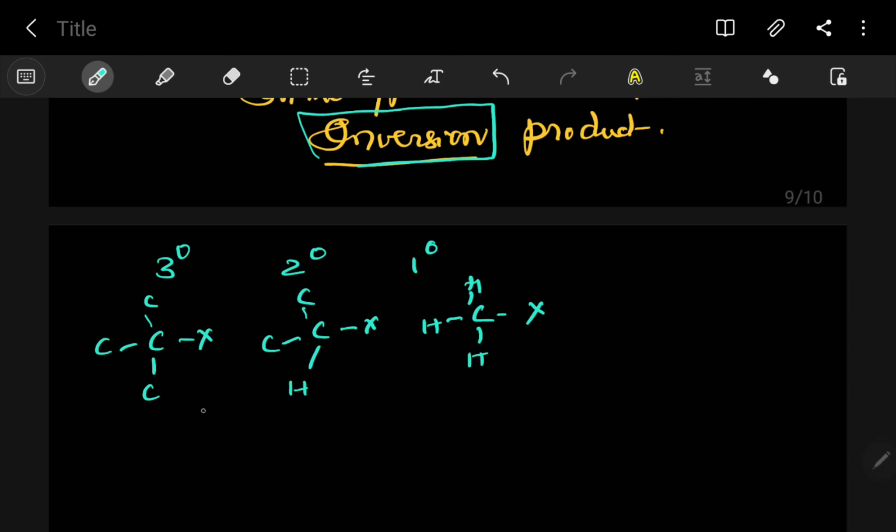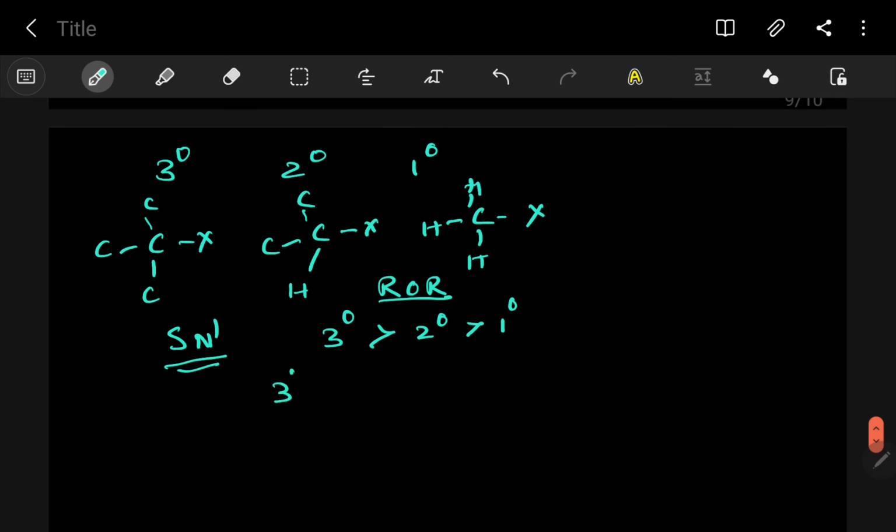If you come to primary, secondary and tertiary in SN1 reactions, the rate of reaction is higher for tertiary than secondary and primary, because the tertiary carbonium ion is always more stable. Tertiary carbonium ion is more stable, so tertiary comes first.